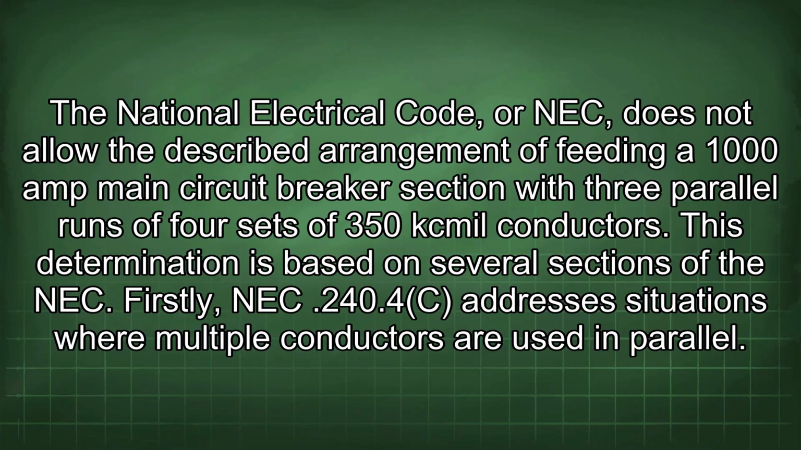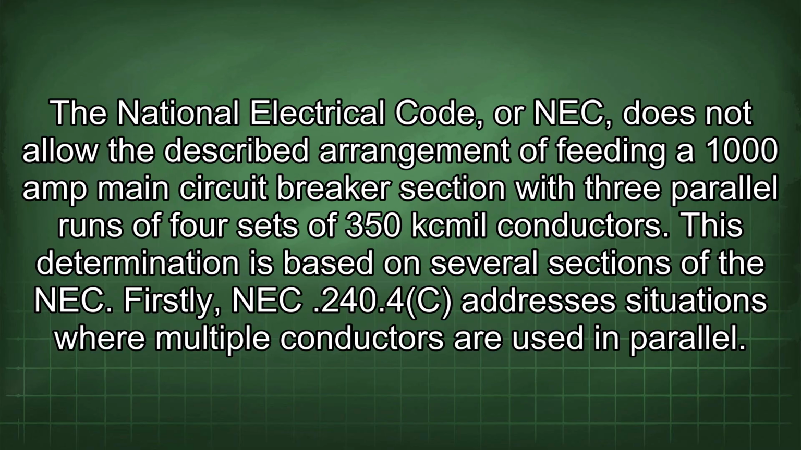The National Electrical Code, or NEC, does not allow the described arrangement of feeding a 1000 amp main circuit breaker section with 3 parallel runs of 4 sets of 350 kcmil conductors. This determination is based on several sections of the NEC.